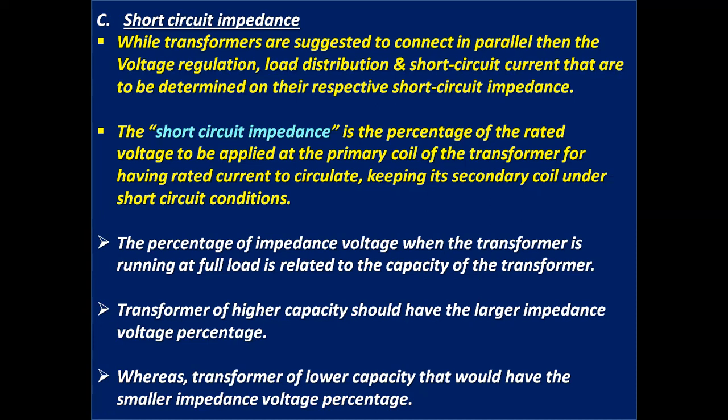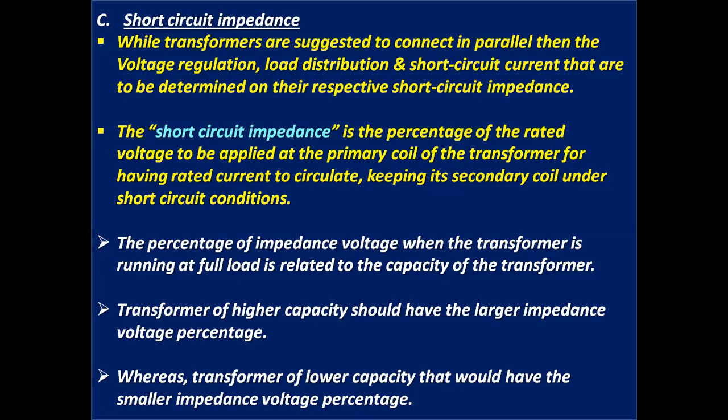Say, short circuit impedance. When transformers are connected in parallel, the voltage regulation, load distribution, and short circuit current are determined by their respective short circuit impedances. The short circuit impedance is the percentage of the rated voltage to be applied at the primary coil of the transformer for the rated current to circulate, keeping its secondary coil under short circuit conditions.